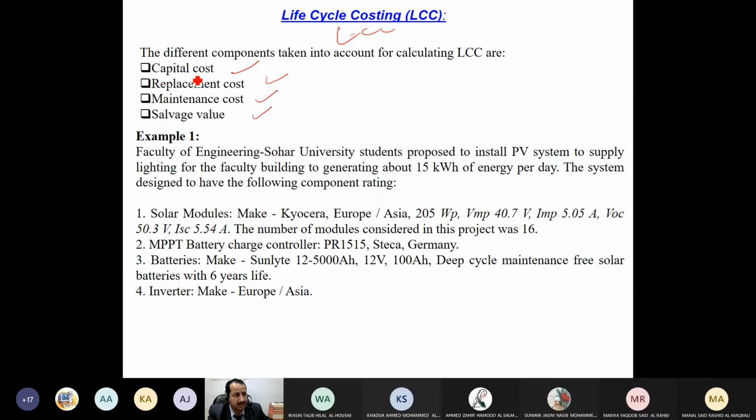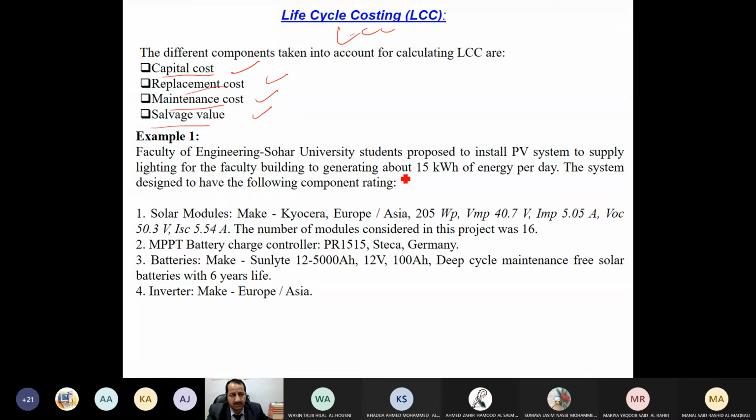maintenance cost, and salvage. Capital cost is the amount to be paid at the beginning of the project, replacement is when we replace some parts of the project, and maintenance is to be done annually. And salvage is when the project finishes, the useful parts of the project would be sold, which means it will be income rather than outcome. I will apply this discussion in this example.